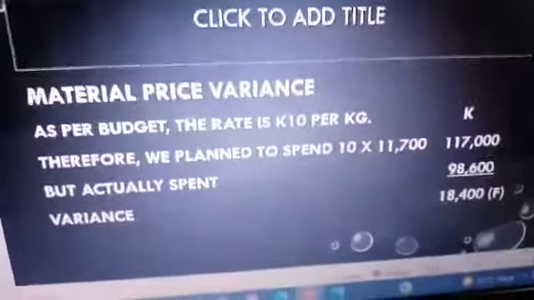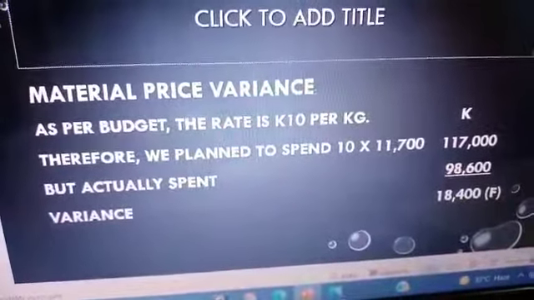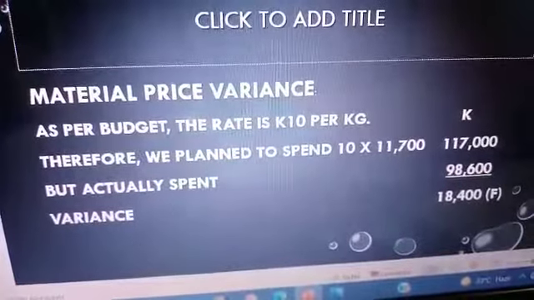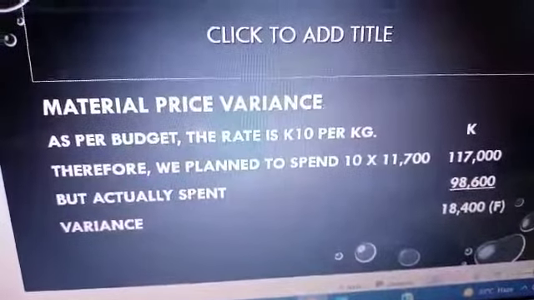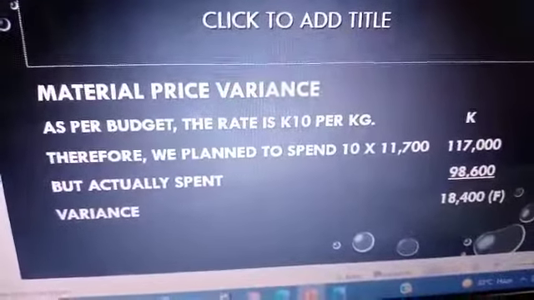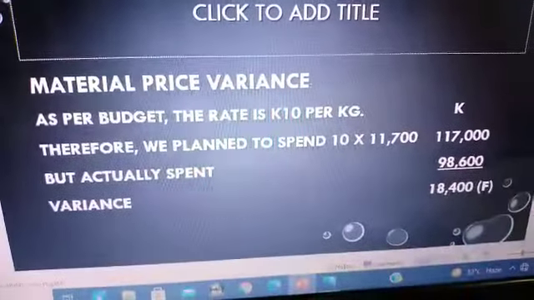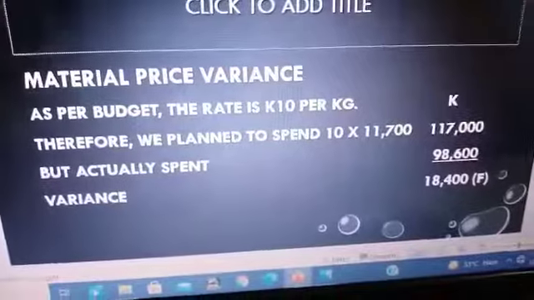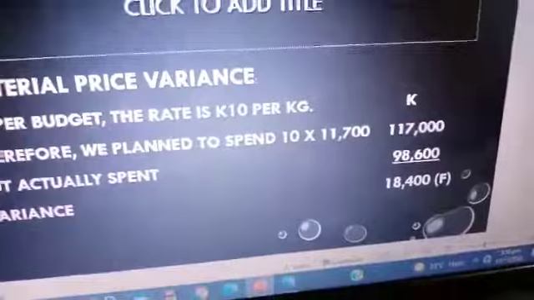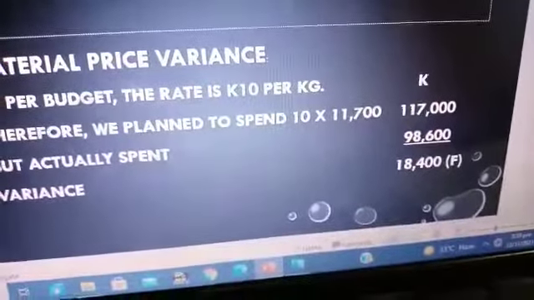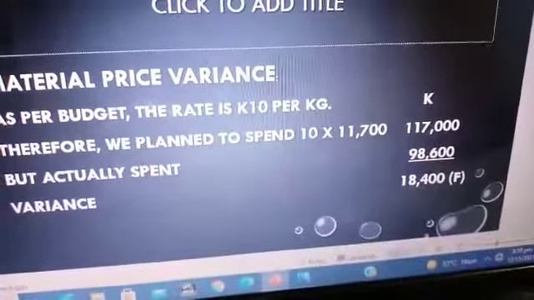Material price variance. The word price there will give you a sense in which you are using a rate, like 10 per kg. That's a rate. So as per budget, the rate is 10 kwacha per kg. Therefore, the planned or budgeted cost using that rate is 10 by 11,700 actual one. You would have used 117,000, but you used 98,600. The difference is the variance, which is 18,400.